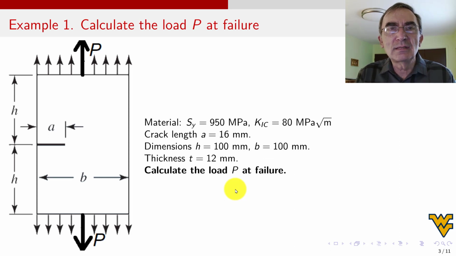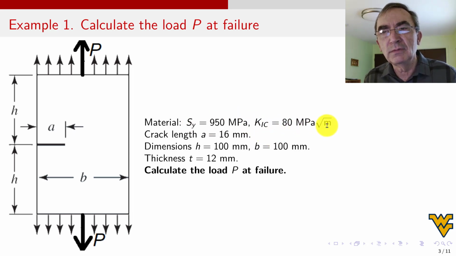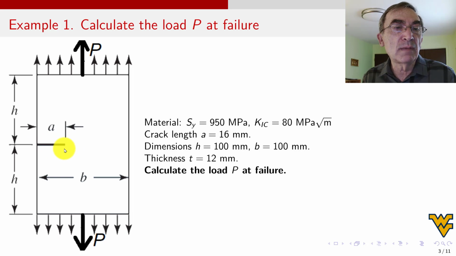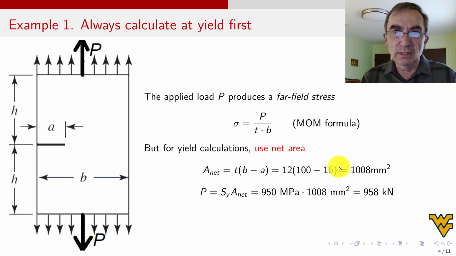So the first example is an easy example. Calculate the load at failure. This is an analysis problem because they're asking us for the load that this plate can take when this crack is there, but they're giving us everything. So we don't have to decide anything. We are not designing. They say the material has yield strength 950, K_IC, this is fracture toughness, 80 MPa square root of meter. Crack length is 16, so somehow they measured the crack. Dimensions of the plate: H 100, B 100, and thickness is 12. So everything is given, it is analysis. Calculate the load P at failure.